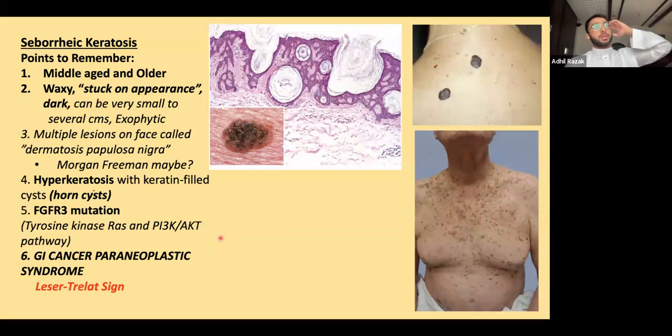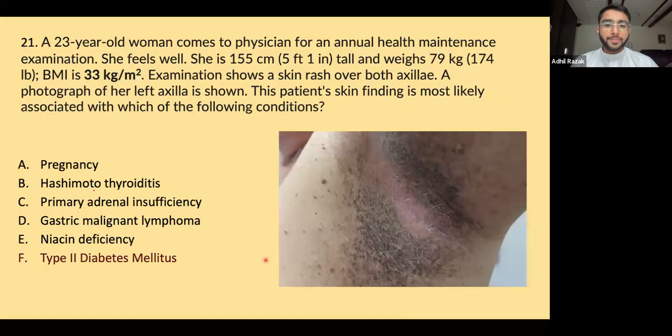You could also have a question where it is a patient with gastric cancer, and they describe the condition. They say there are stuck-on waxy little lesions all over the patient's trunk, and they ask what this sign is called. It is the Leser-Trélat sign. All good so far, guys?